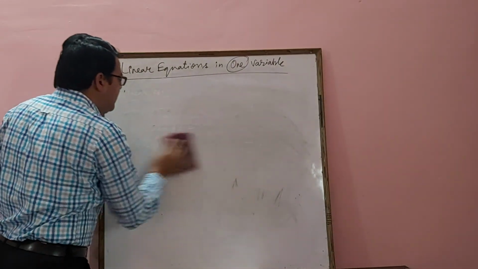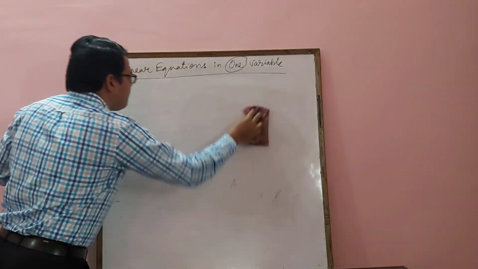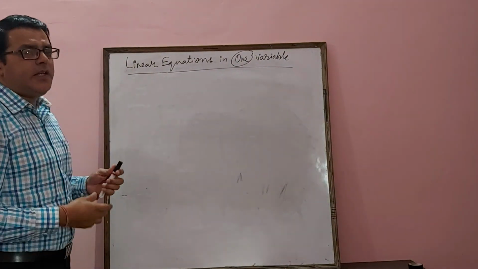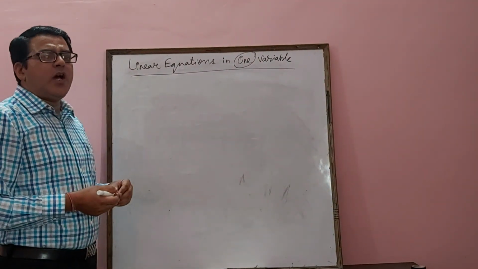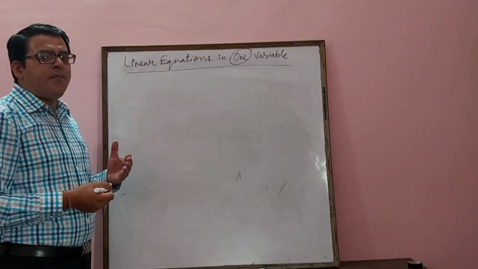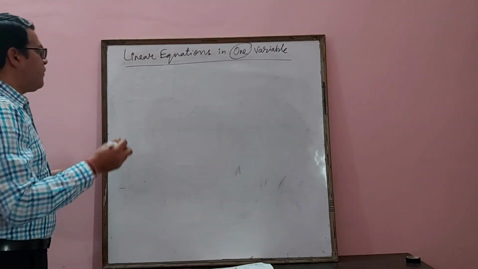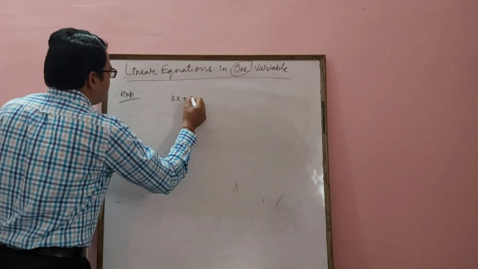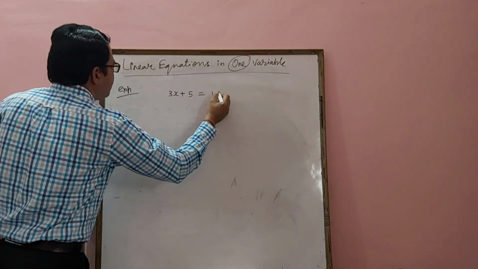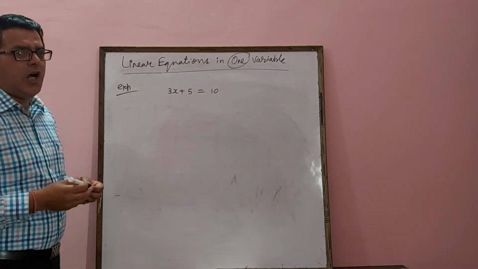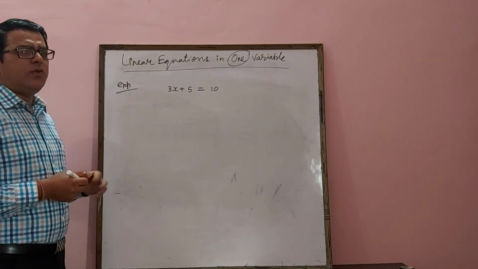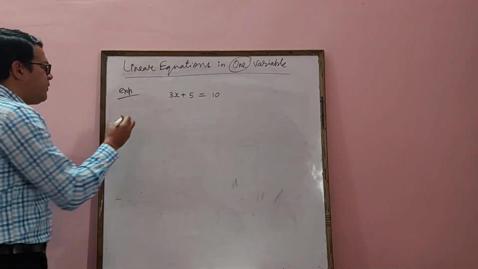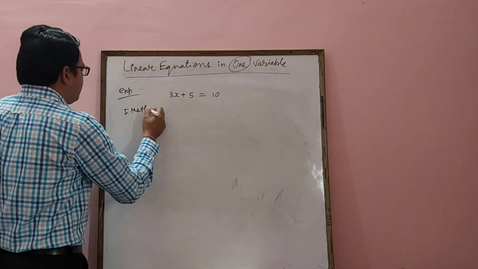Now in this first exercise, the exercise is based on how to solve a linear equation, or how to find out the value of the unknown variable in that equation. Suppose this is an example. How can we solve this equation? There are so many methods to solve this equation. Two methods we will discuss here. The first method I am discussing now.